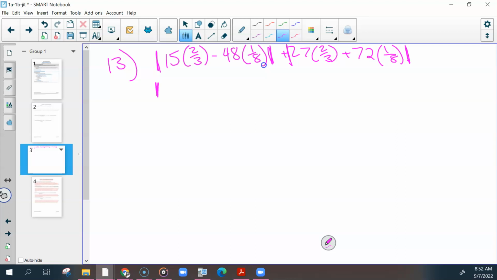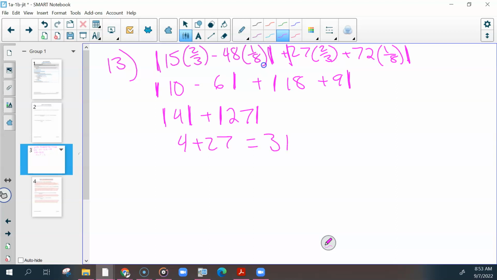So when multiplying, this would become 10, this would become 6, this would become 18, this would become 9, and then 10 minus 6 would give us 4, 18 plus 9 would give us 27. Leave these in your absolute value bars until you don't have anything else to do. So then this becomes 4 plus 27, which was 31. So those of you that got that and did that, good job. Questions on that one?